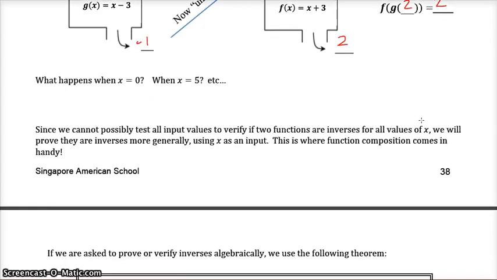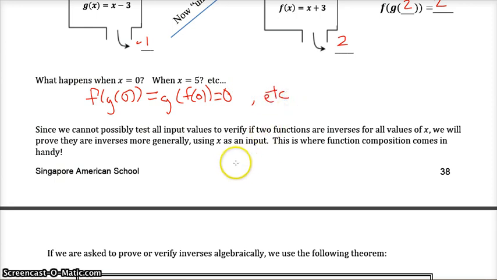What happens when x equals 0? Well, guess what? It's always going to continue to take us back home. So f of g of 0 is going to equal g of f of 0, which is going to equal 0. And the same thing would happen with 5, etc.